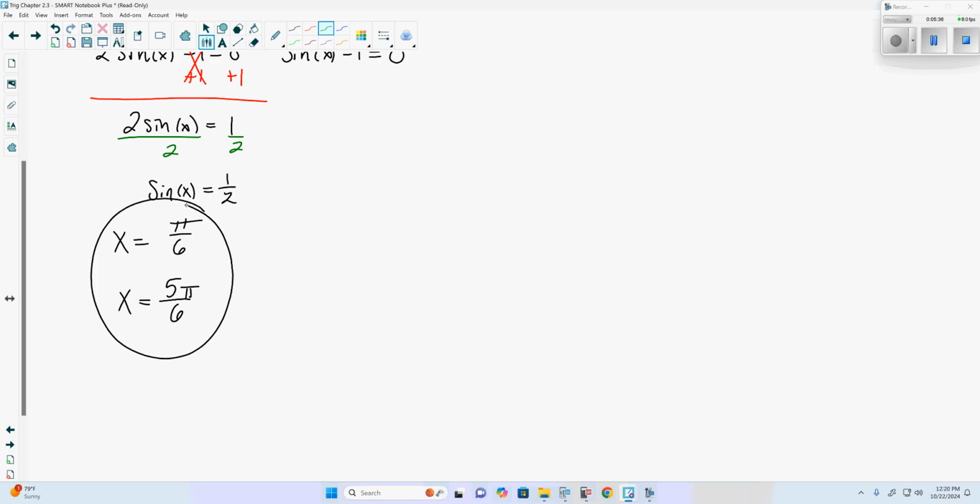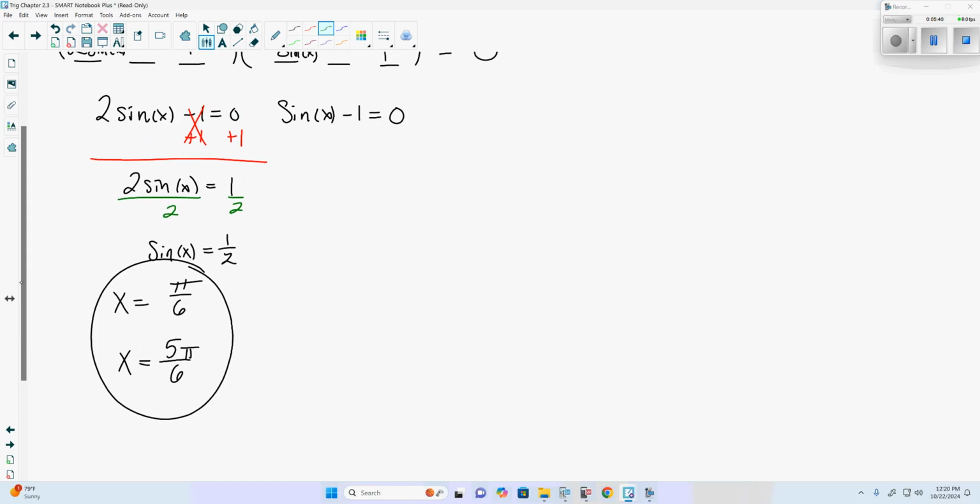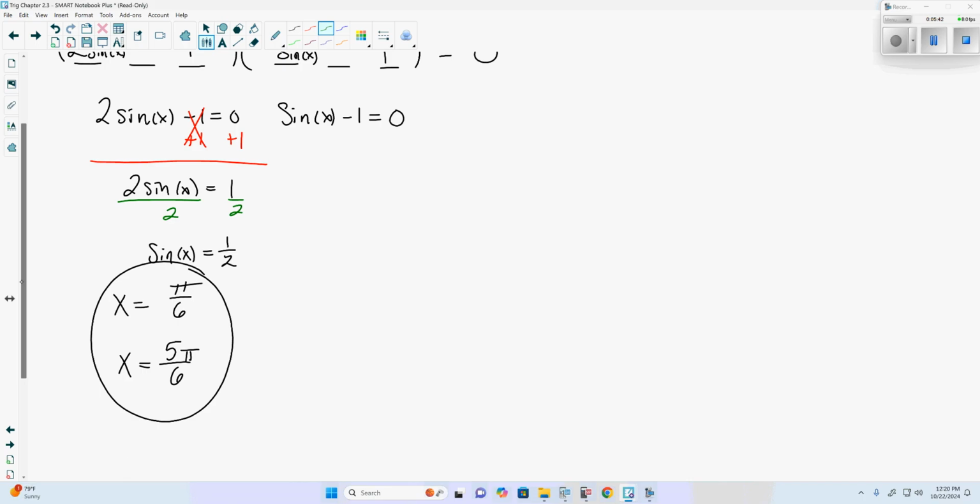Questions on how we got these here? Now the other one we have to solve for is sine of x minus 1 equals 0. First thing we can do is add 1, telling us that sine of x is equal to 1.